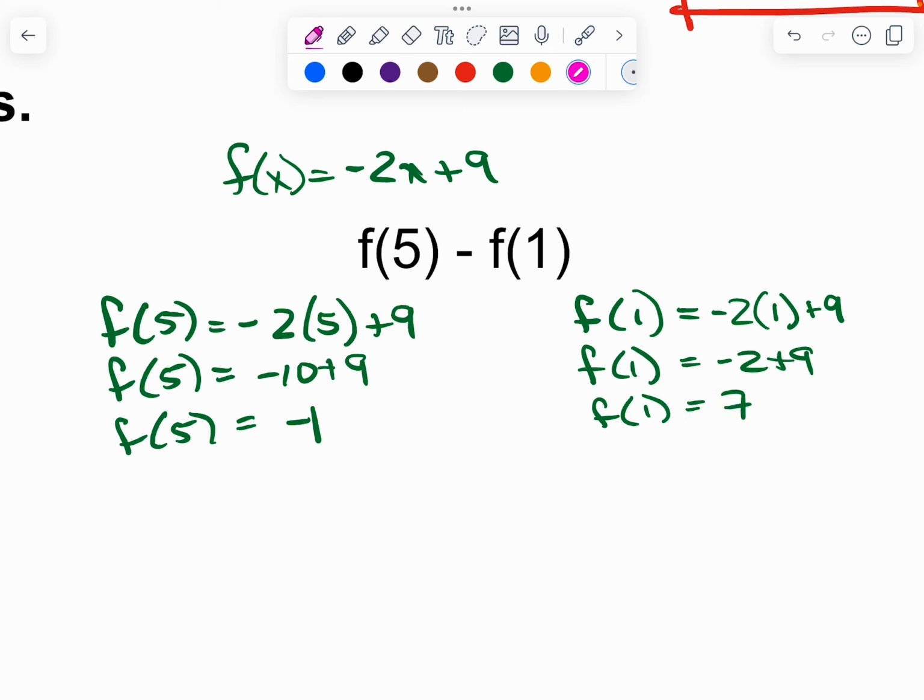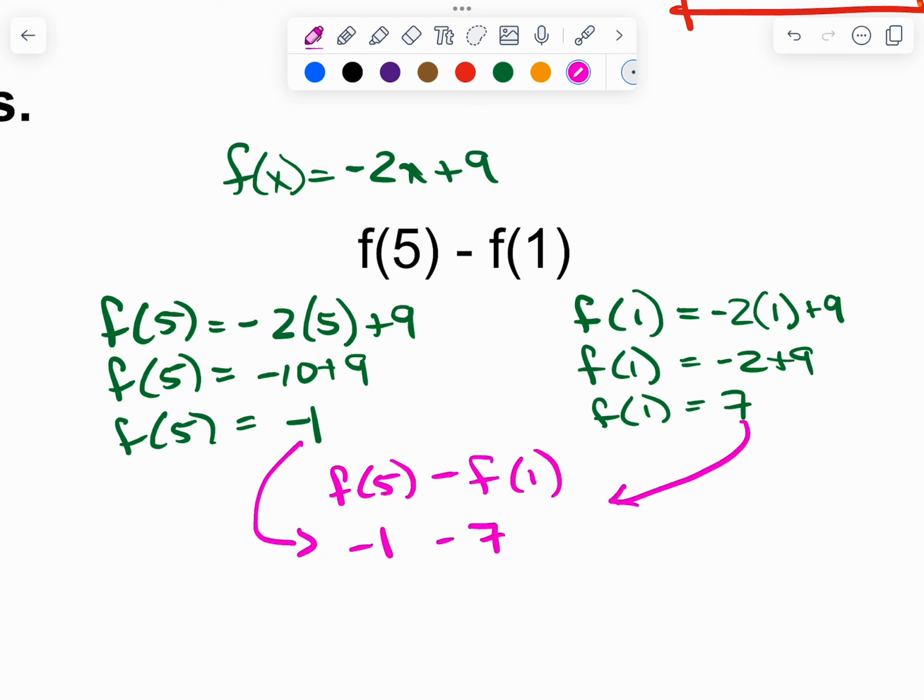So now what I'm going to do is take f of 5 minus f of 1. Well, f of 5 was negative 1. I brought that straight down. F of 1 is 7, so minus 7. So my answer to this is negative 8.